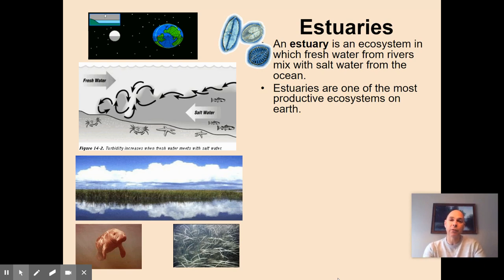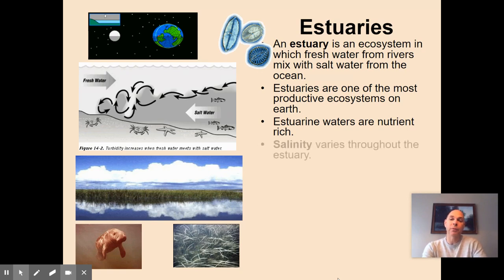This mixture of freshwater and saltwater is a really important area for organisms. And generally, estuarine waters are nutrient rich. In other words, the water that flows downstream in a river and ends in an estuary, a bay, for example, or a sound, is going to have a lot of nutrients that will promote plant growth, algae growth, and that can help support a really rich food chain.